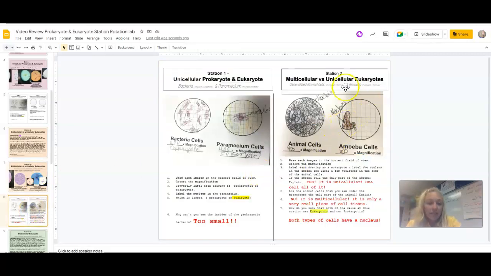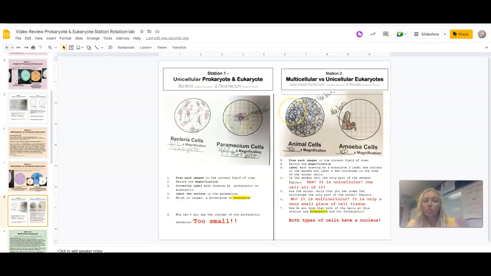And for the second station, this was, I thought, a really good drawing. They had all of the cells kind of squished up together in the animal cells, and the nucleus clearly labeled in both the animal cell and in the unicellular amoeba. The question asks, is the amoeba cell the only part of the amoeba? Yes, it's just one cell. So if it's unicellular, if you're looking at one cell, you're looking at the whole thing. And that's the opposite answer for number 6.